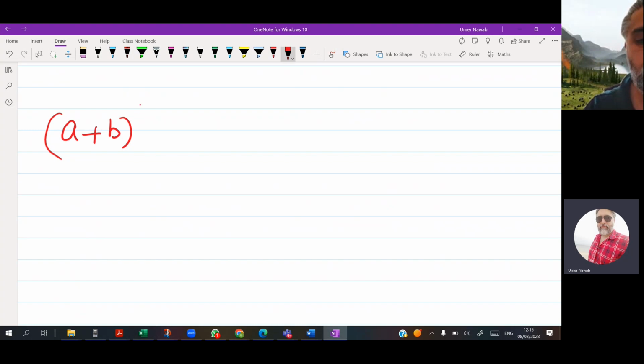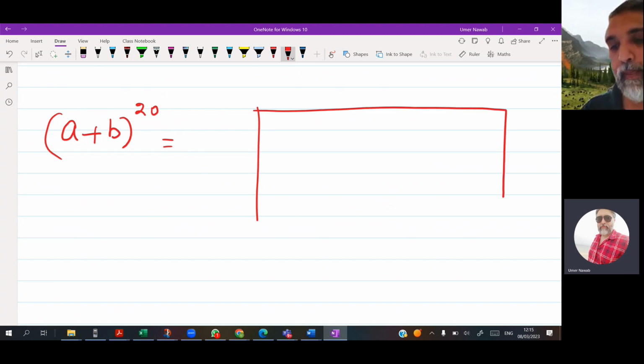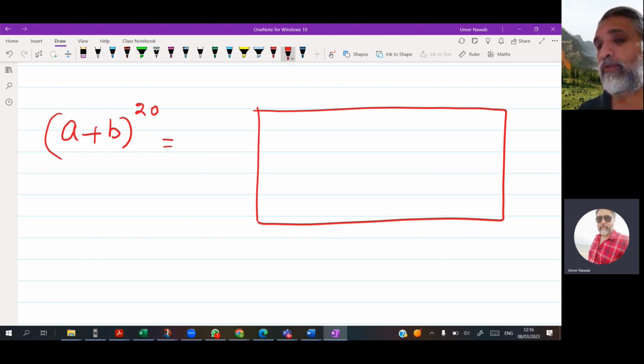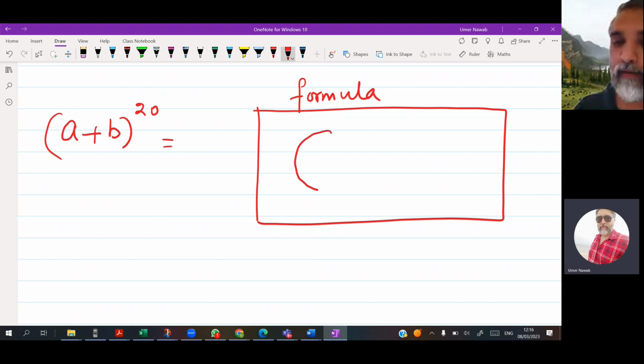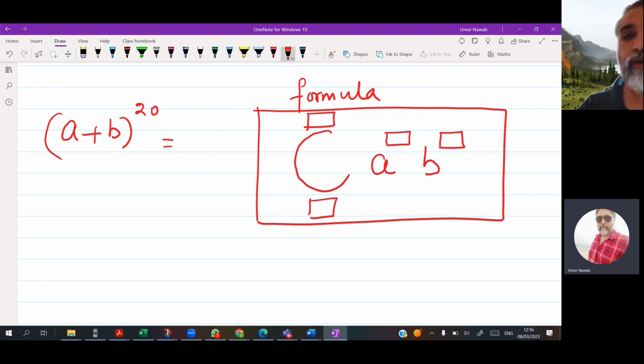Can I write a general term in the expansion of a plus b raised to the power 20? Can I write any term out of those 21 terms which I will get? Because I want to write the expansion formula. How can I write it? I will write here a and b. I need to write some power here, and something here.